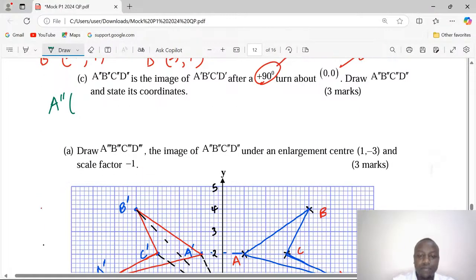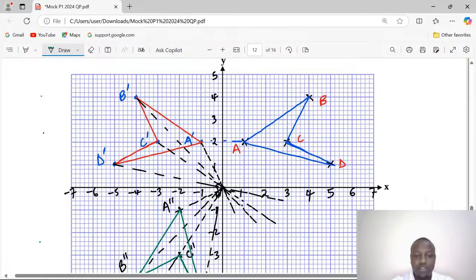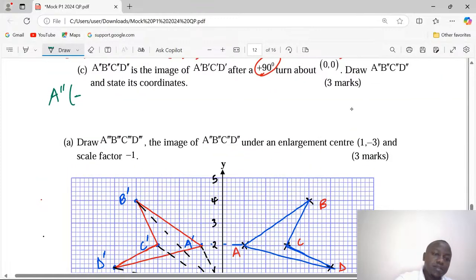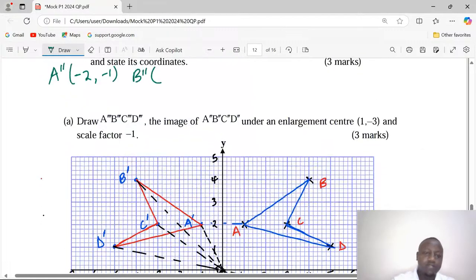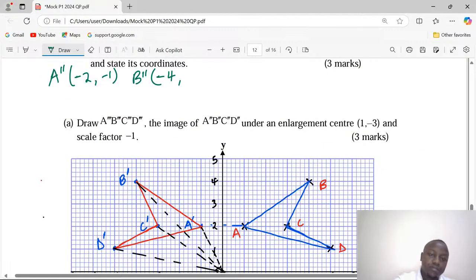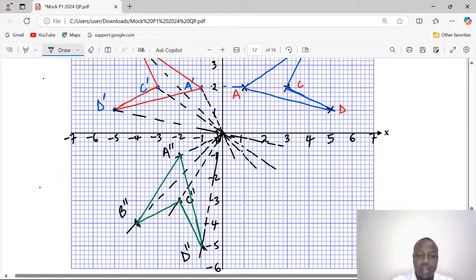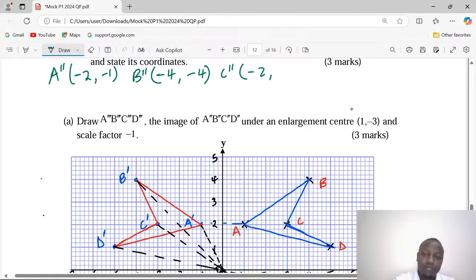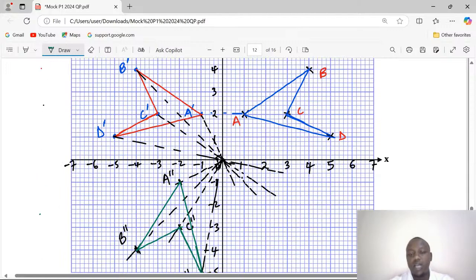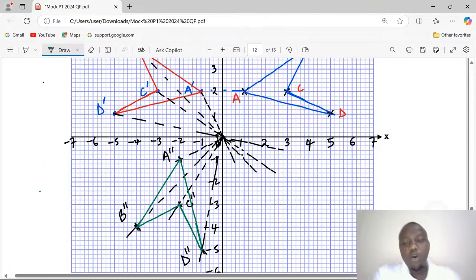Can just put down the coordinates. A double prime is -2, -1. B double prime is going to be -4, -4. C double prime is going to be, we read it as -2, -3. And finally, D double prime, which is -1, -5. So those are the coordinates.